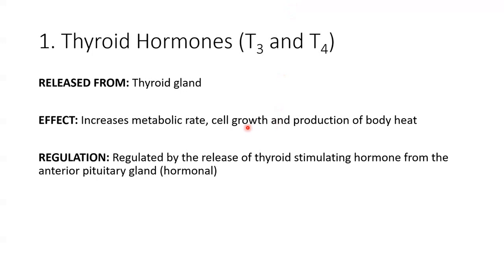Thyroid hormones also have an effect on cell growth, so they can increase cell growth and also increase the production of body heat. Our thyroid hormones are under hormonal control and are regulated by the release of thyroid-stimulating hormone, which we've talked about already, which is released from the anterior pituitary gland.